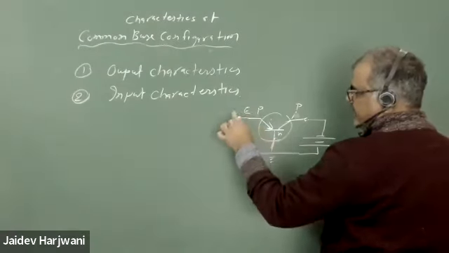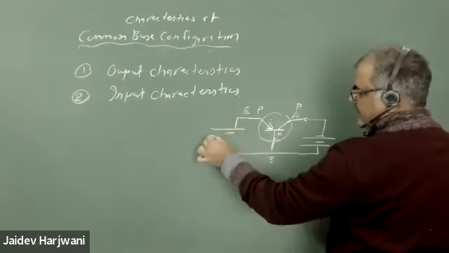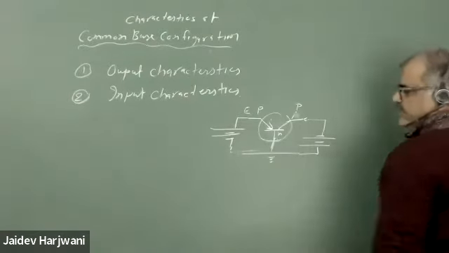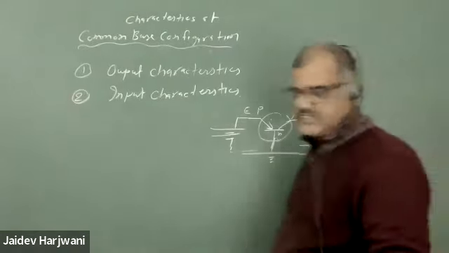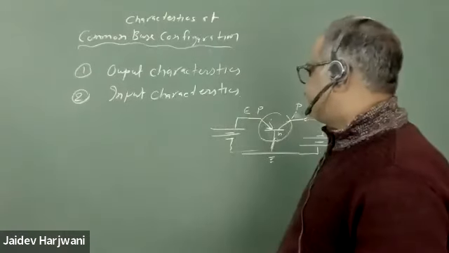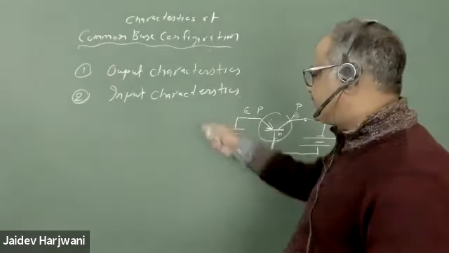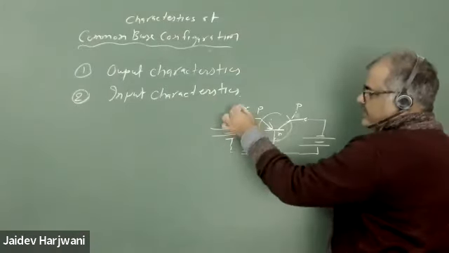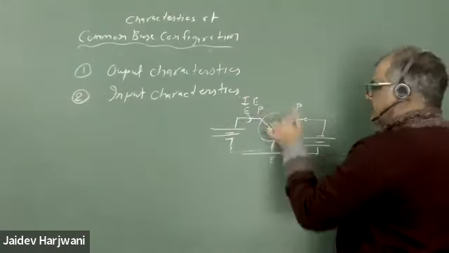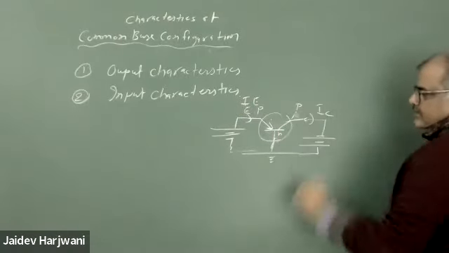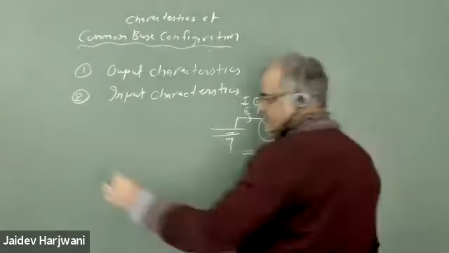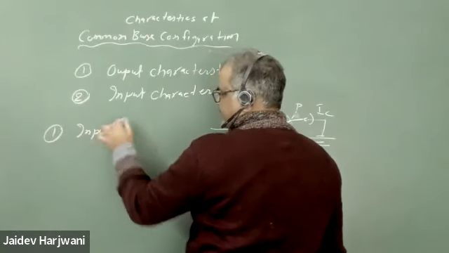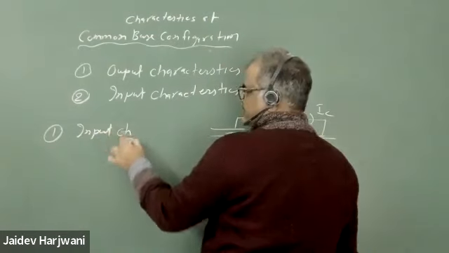Similarly, on the emitter side, this should be forward biased, so I am making it forward biased. So this is my PNP transistor. Of course, there will be some resistances. Now, what are the input characteristics? The input current here is IE, and your output current is IC. Let me first explain the input characteristics, which require very little time.